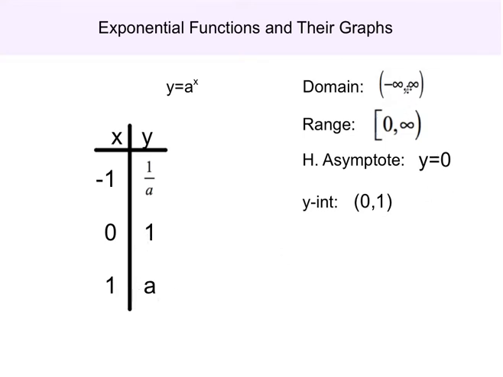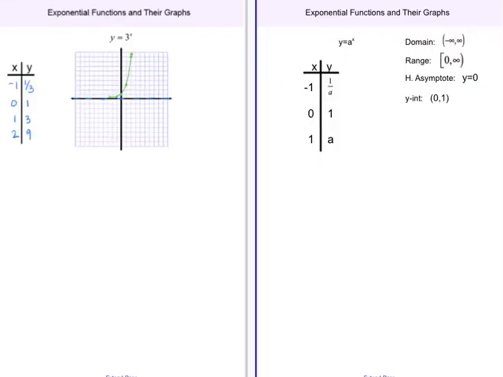You'll notice that the domain is all real numbers, negative infinity to infinity. There won't be any problems with substituting any real number for my exponent. My range, however, is from 0 to infinity. That's because no matter what negative power I put on my x, I will never ever get a negative value.